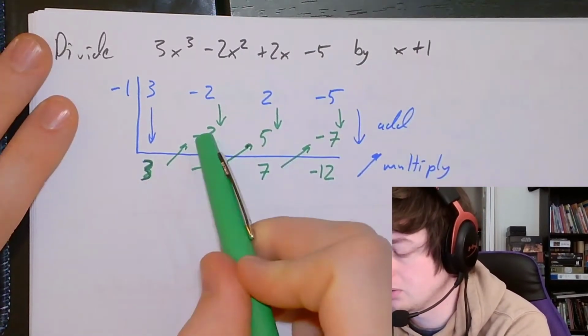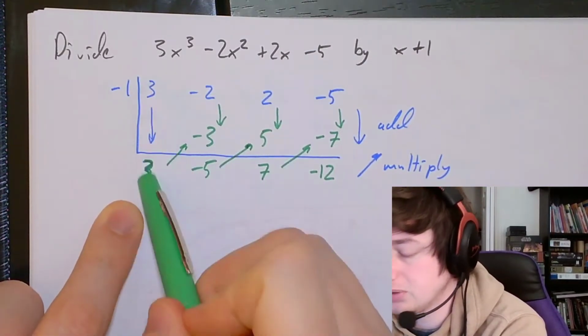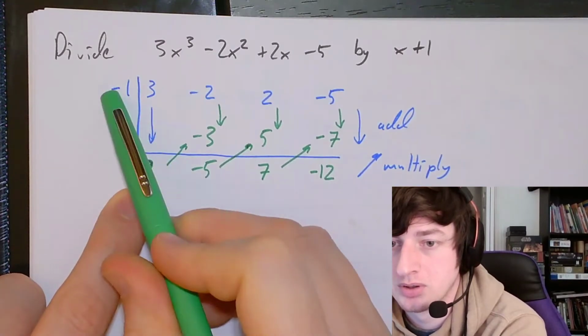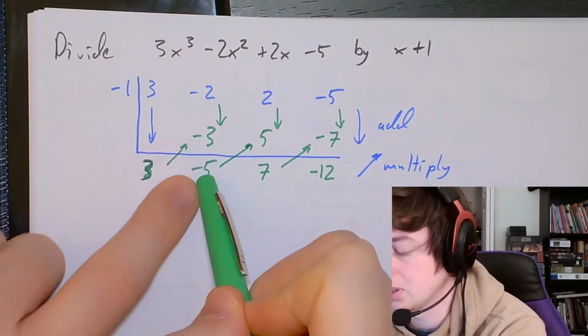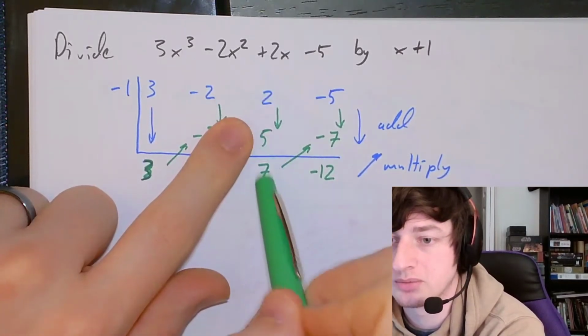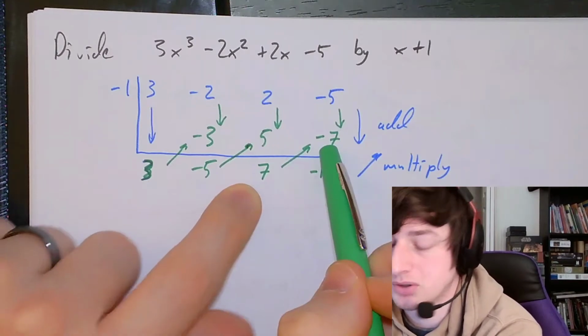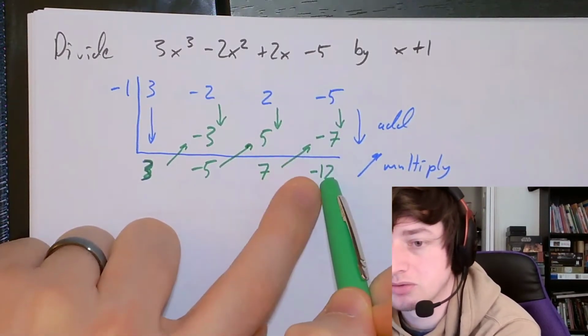So I'm multiplying, adding down, so 3 became 3. We're adding to 0 the first time. Then we multiply by -1. Add down, we get -5. Multiply by -1. Add down, we get 7. Multiply by -1. Add down, we get -12.